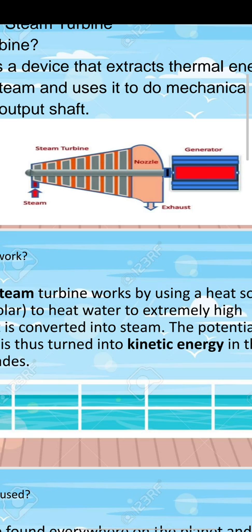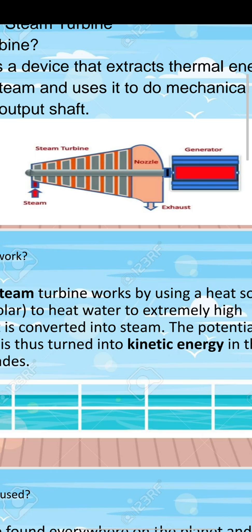Exhaust. The exhaust is designed to minimize pressure loss, which would decrease the thermal efficiency of the steam turbine. After the steam leaves the exhaust section, it enters a condenser where it is cooled to a liquid state.